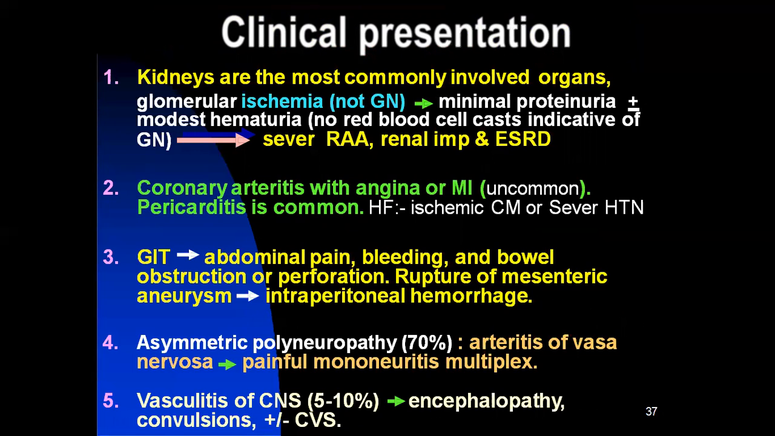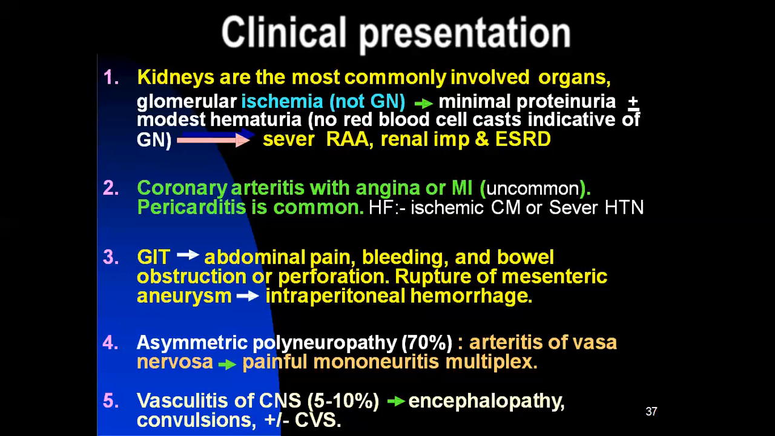Kidneys are the most commonly involved organ, and as there is necrosis, there is glomerular ischemia, no glomerulonephritis, minimal proteinuria, modest hematuria, no red blood cell casts indicative of glomerulonephritis, and it causes renin-angiotensin abnormality, renal impairment, and end-stage renal disease. Also, coronary arteritis with angina, there is pain in the chest region, and myocardial infarction, which is very uncommon to occur. Pericarditis is common, and can lead to heart failure and ischemic cardiomyopathies or severe hypertension might be the result of such type of disease, that is PAN or polyarteritis nodosa.